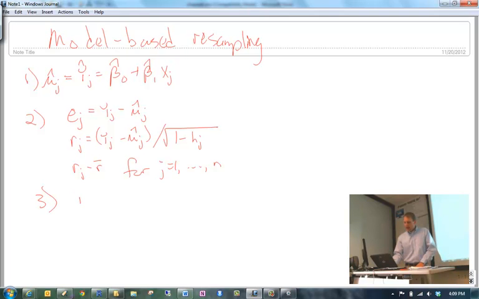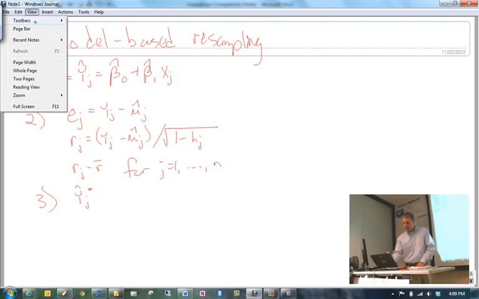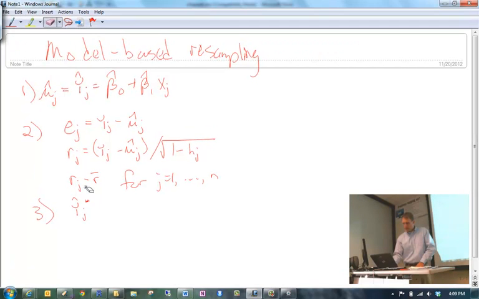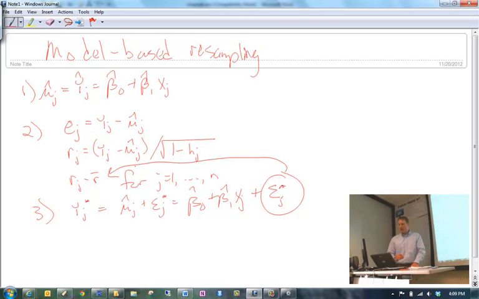And then to find y star j, we do like what we did with the semi-parametric model back in chapter 3. We take y hat, I'm sorry, that's not y hat. Let me get my eraser out. Y star sub j is equal to mu hat j plus epsilon j star, or equivalently we can say beta hat 0 plus beta hat 1 times x j plus epsilon j star, where these epsilon j stars are resampled from the r j minus r bars.